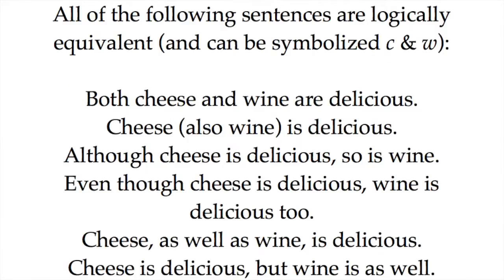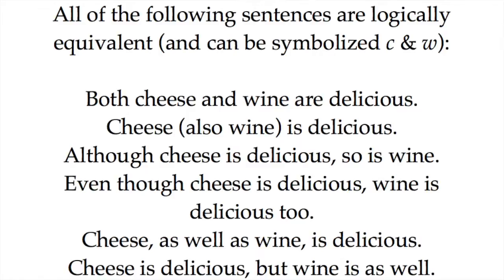All of these sentences are logically equivalent to each other. If any one of these sentences is true, so are all of the other ones. If any one of these sentences is false, so are all of the other ones. They say the same things logically, but they use different vocabulary. And they can all be symbolized the same way. You would symbolize all of them C and W.